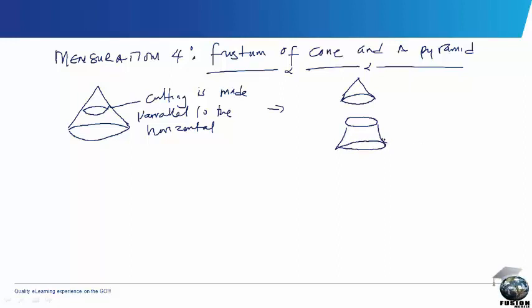So this part is what we call the frustrum of the cone, and this part we call the smaller cone. So this is a frustrum and this is a small cone.